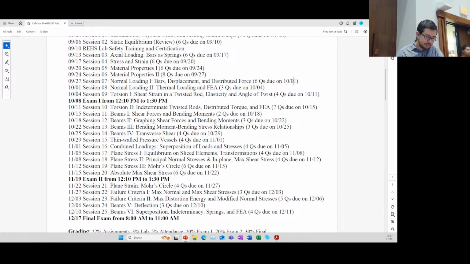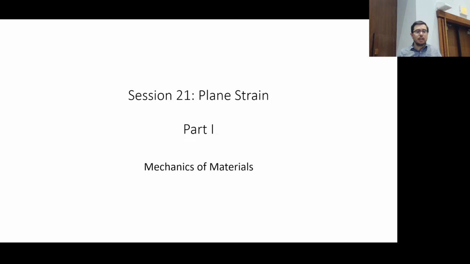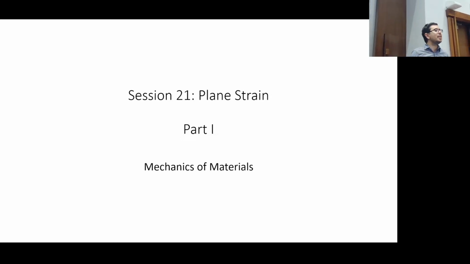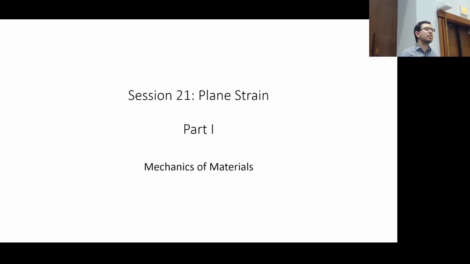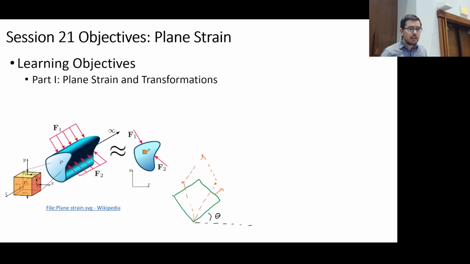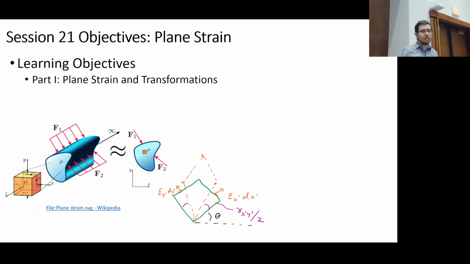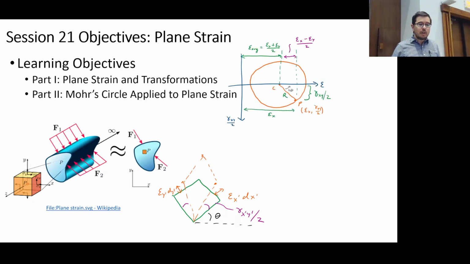Great. Let's get this show on the road. Plane strain. You may be tempted to use a different type of plane, but this is not your vanilla strain. This is your planar strain that we're going to be talking about. Today we're going to discuss plane strain and transformations, and what the difference between plane strain and plane stress might be. We'll also use Mohr's circle again with our examples of plane strain.